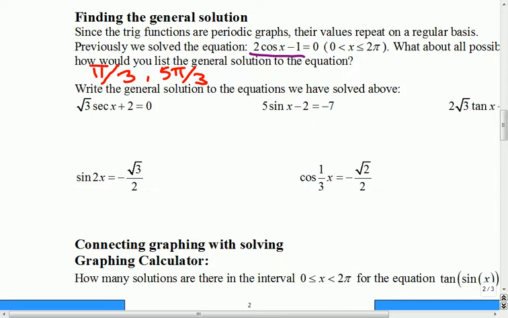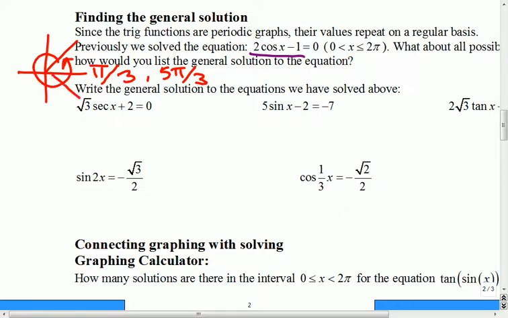Well, what's the normal period for a cosine graph? 2 pi. Has anybody mucked around with the horizontal stretch factor here? So what should the period be? 2 pi. So that means these answers repeat again and again and again. If I was to add 2 pi and go 360 degrees around, I would find myself right back there at pi over 3.